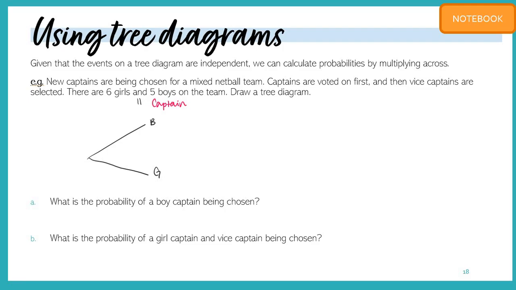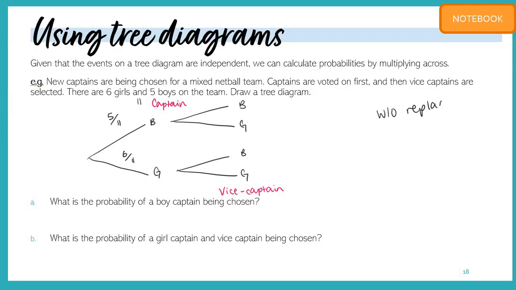Now, the assumption we're making here is that if you are captain, you cannot also be vice captain, right? So assuming these students all have an equal chance, then to have a boy captain is a 5 in 11 chance and a girl captain is a 6 in 11 chance. Then we're going to follow for our vice captain branch. Okay? And now what's going to happen here, because you've actually taken an option out because you voted for your captain, this is called an experiment without replacement. Okay? And that's because we're taking an option away and it's staying away.